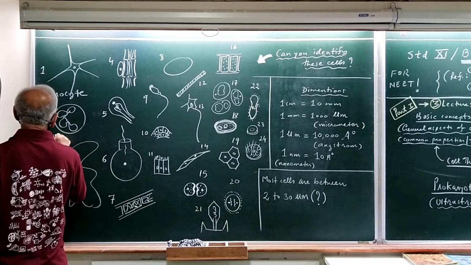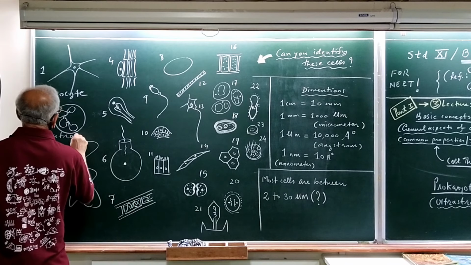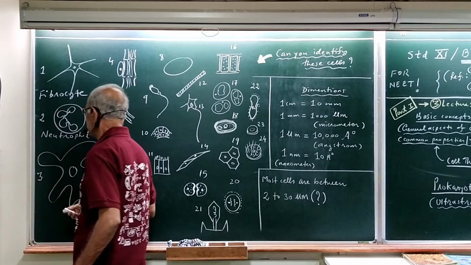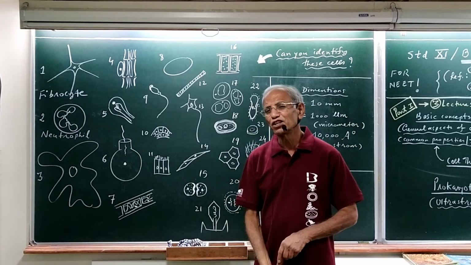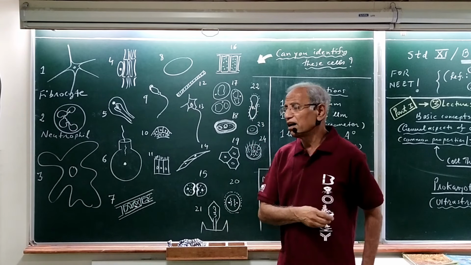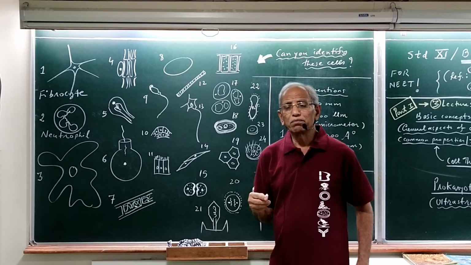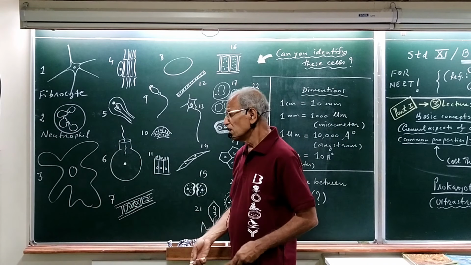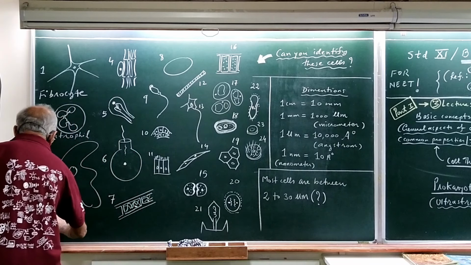Now number 2, this is a neutrophil. This is a white blood cell. It's a type of white blood cell, neutrophil, with a multilobed nucleus. Maybe in your books, some of you may have had this kind of a diagram. White blood cells have a nucleus with different shapes.